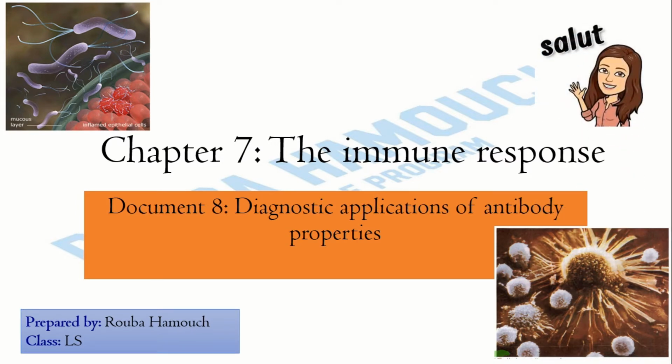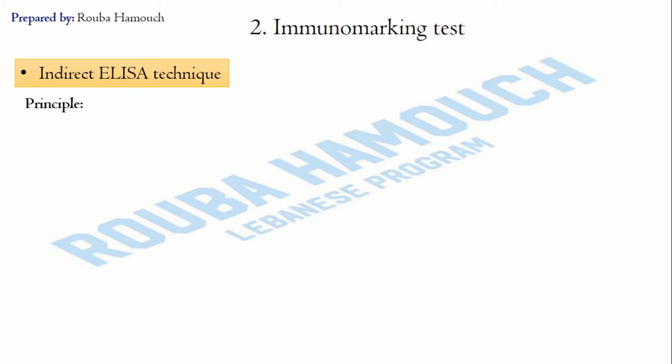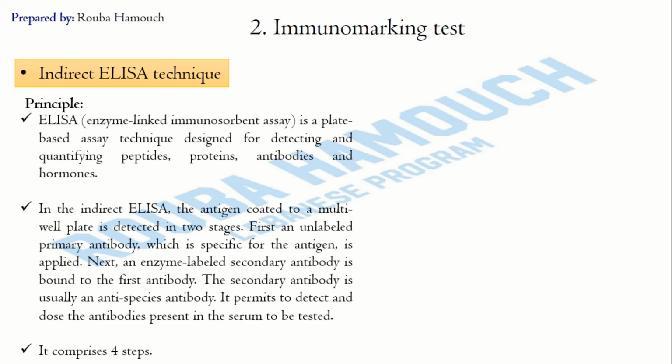Hello again. We are in document 8, Diagnostic Applications of Antibody Properties. We arrive at the second test, which is the immunomarking test, mainly the ELISA technique. Indirect ELISA technique, what is its principle?